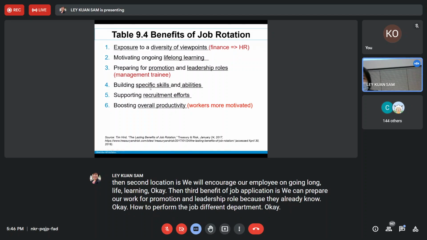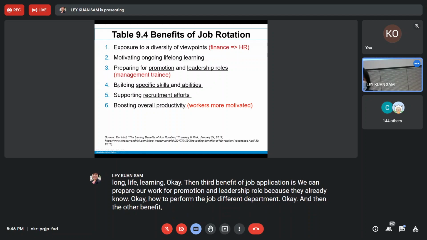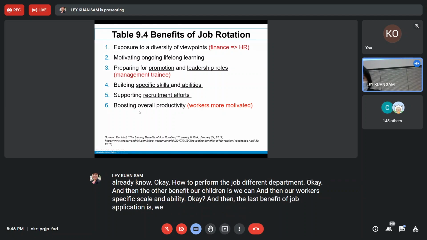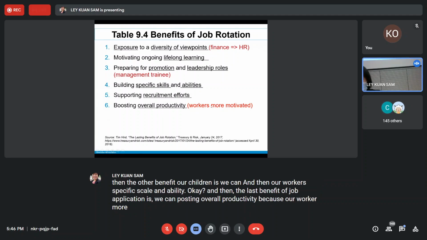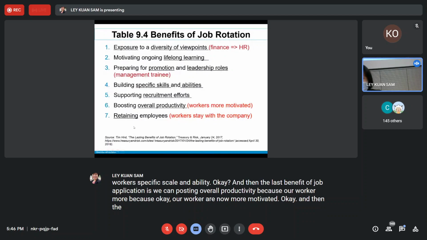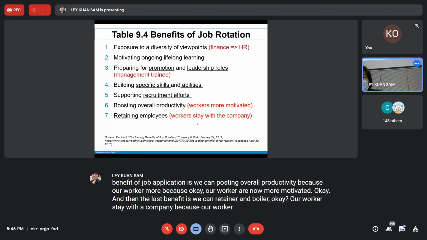And then the other benefit of job rotation is we can build our workers' specific skills and abilities. And then the next benefit of job rotation is we can boost overall productivity, because our workers are more motivated. And then the last benefit is we can retain the employees. Our workers stay with the company because they feel happy.